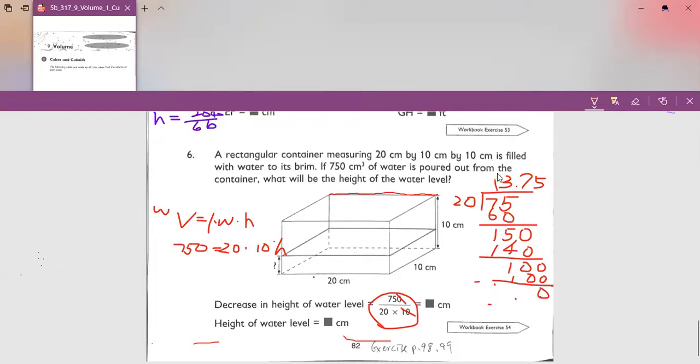So the answer is 3.75 centimeters. Okay? 3.75 centimeters. Any question on the calculation? If you have no question, I need you to give me 0. Okay, very good.